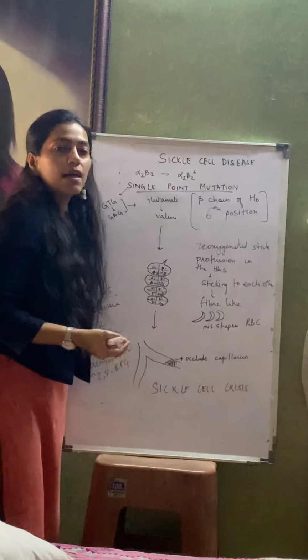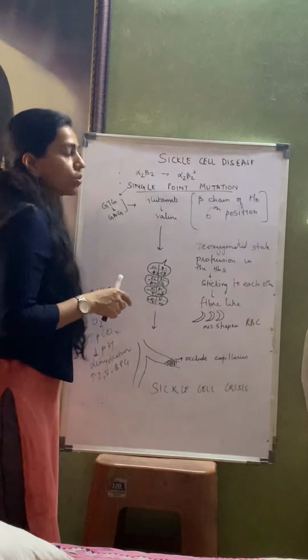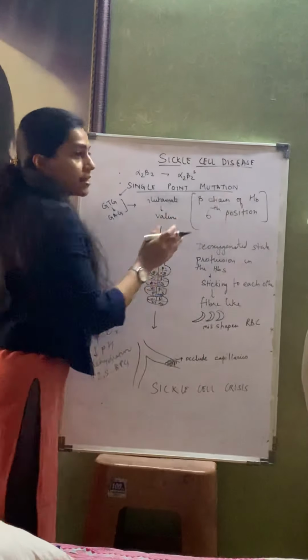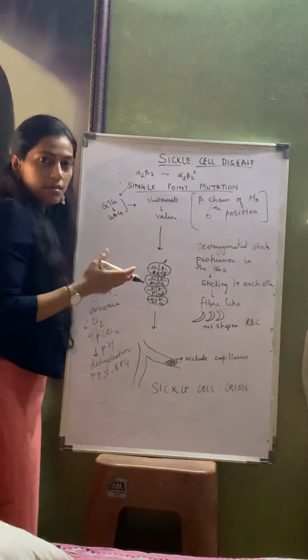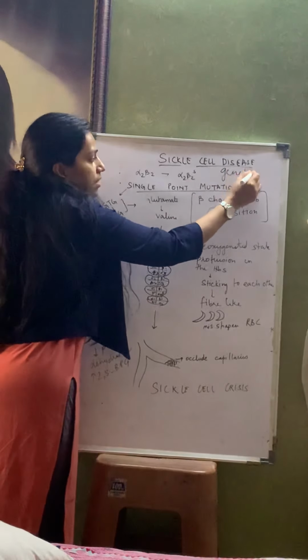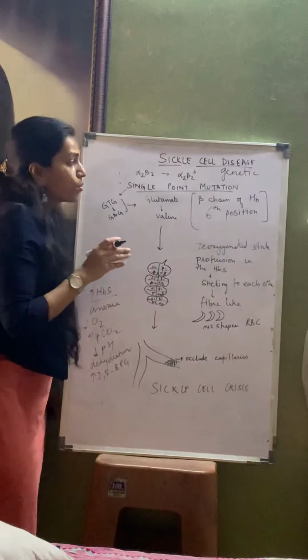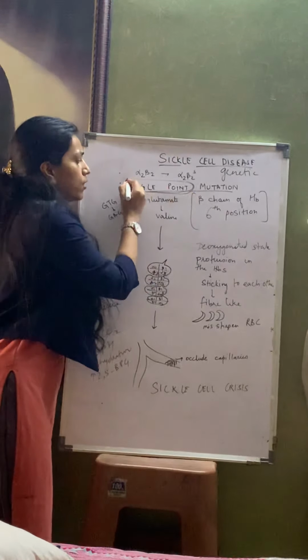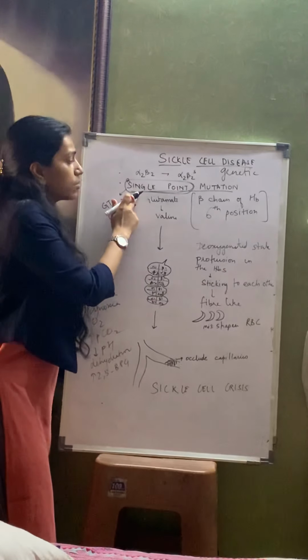So today we look at one hemoglobinopathy disorder, that is sickle cell disease. Sickle cell disease is a red cell blood disorder, a genetic disorder, which is found due to a single point mutation. It is an example of a single point mutation. This can be your MCQ, multiple choice question.